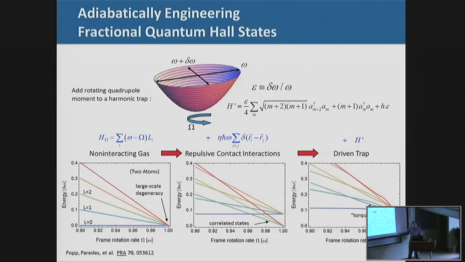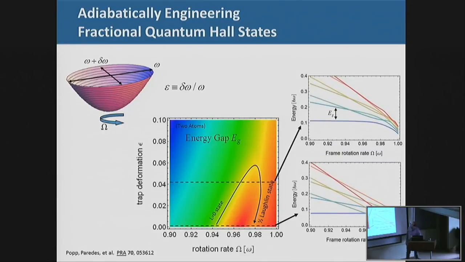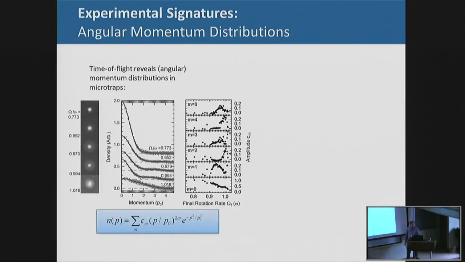I'm showing you here for 2 atoms. Of course, there are other pictures that I could draw for 3, 4, 5, up to 10 atoms or so, which is what we work with. Now, if I plot the energy gap between the lowest state and the first excited state in false color, it looks something like this. What we actually want to do is, as a function of the trap deformation, this is how much we stretch the trap, and the rotation rate, follow some kind of adiabatic pathway into these fractional Hall states, like the Laughlin state. Okay, so what can we look at after we do that kind of thing?